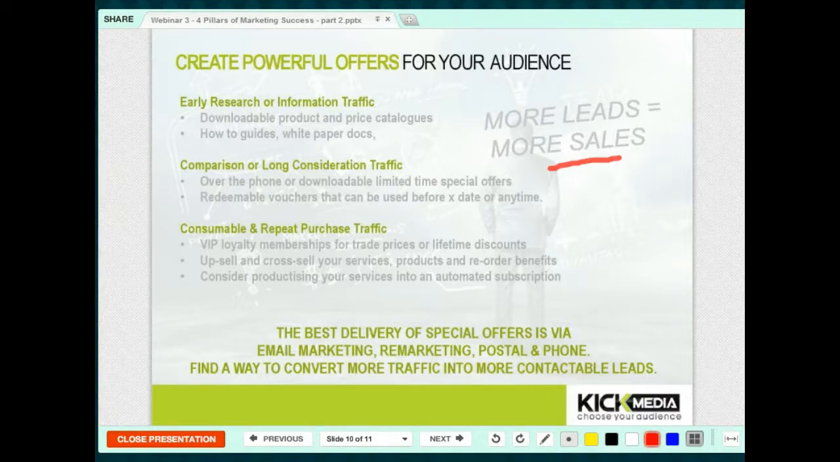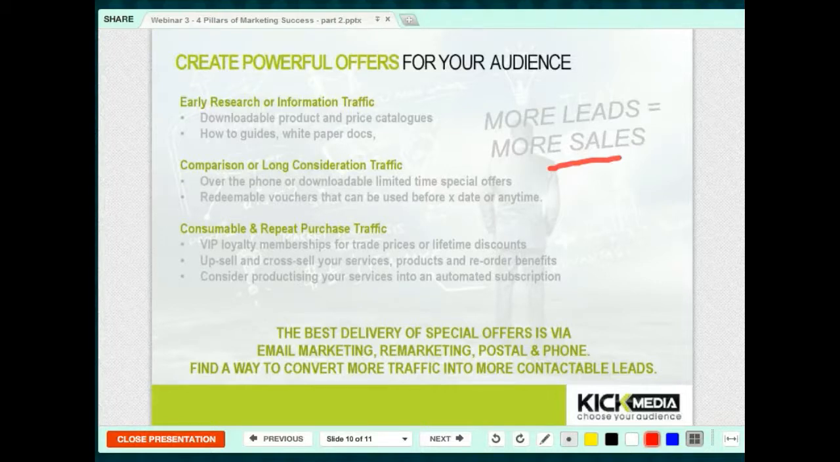And yeah, they also said, look, I'll send you a voucher by email with the free wheel alignment, but make sure you bring it in before the end of the week. And you know what? I did. It worked. They had me. So redeemable vouchers. Obviously over the phone, downloadable limited time special offers, redeemable vouchers that can be used before X date or any time in the future work extremely well.